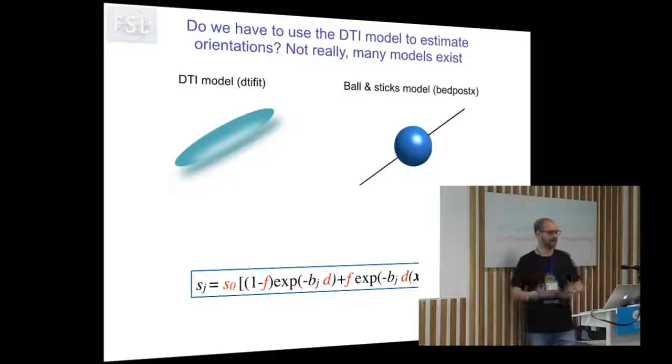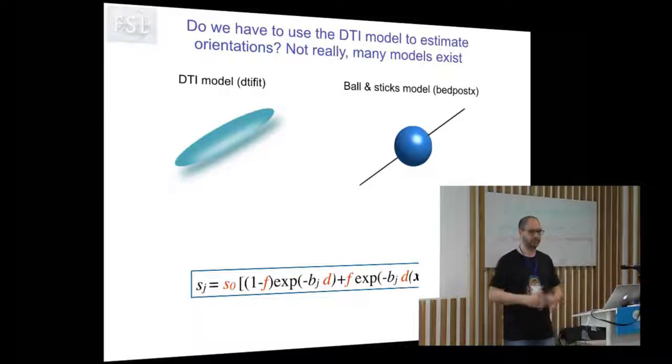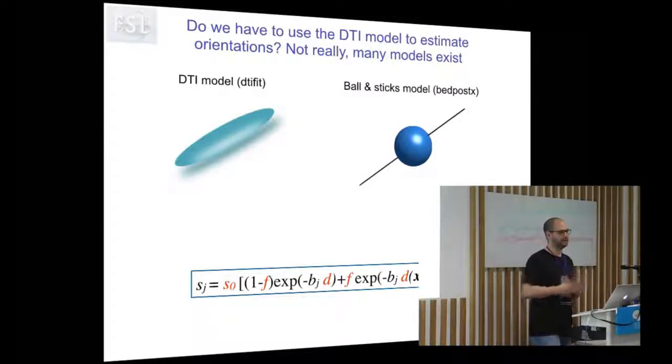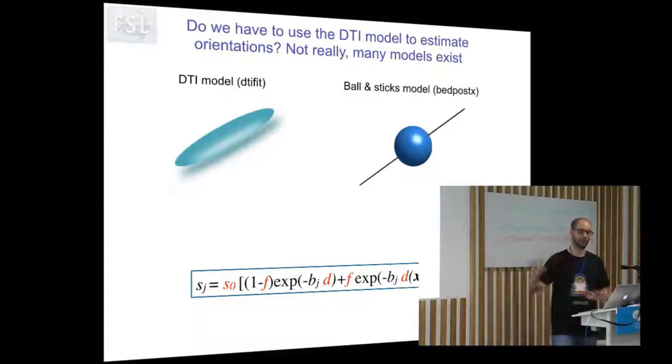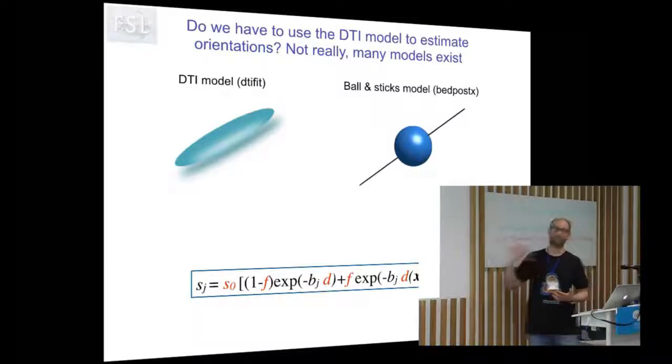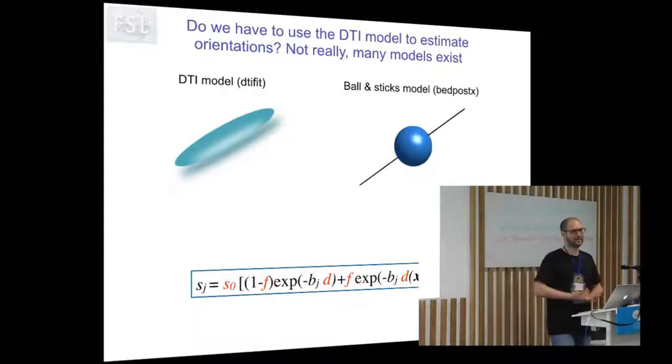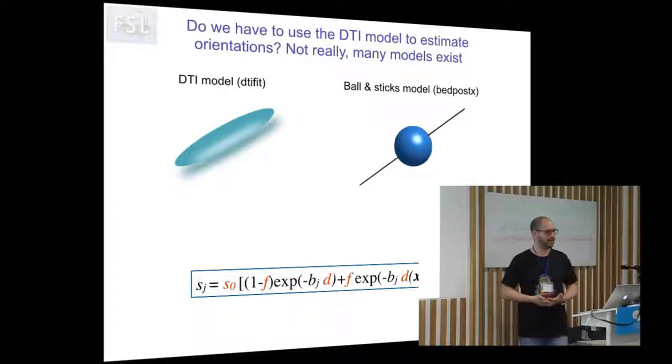And luckily, we're not just limited to using the diffusion tensor model, which is still very useful, as we're going to see later in the talk, especially when we're interested in doing in vivo virtual dissection. So if we're interested in tractography, we can use more advanced models. And one of these is the so-called ball and stick model, which is what the bedpostx toolbox uses to estimate fiber orientation in FSL.